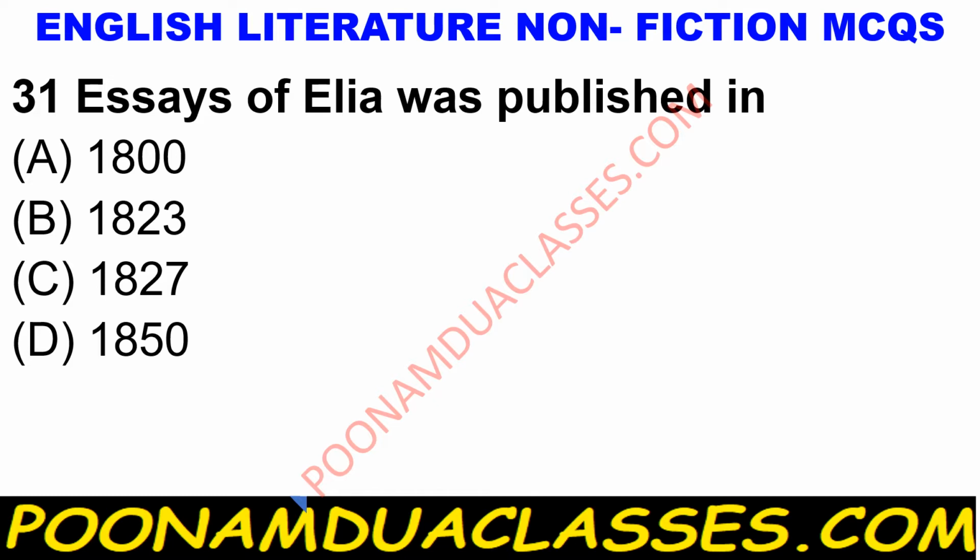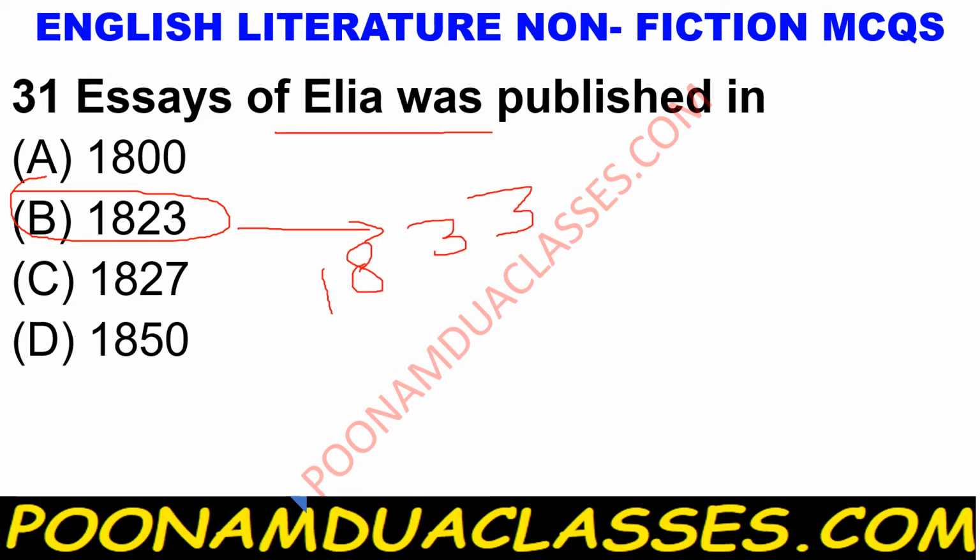Next question, question number 31. Essays of Elia was published in which year? The correct answer is option B, 1823. Essays of Elia एक collection of essays है written by Charles Lamb and was first published in the book form in 1823. सबसे पहले book की form में 1823 में publish हुआ था and there was a second volume, Last Essays of Elia, जो कि issue हुआ था 1833 में.